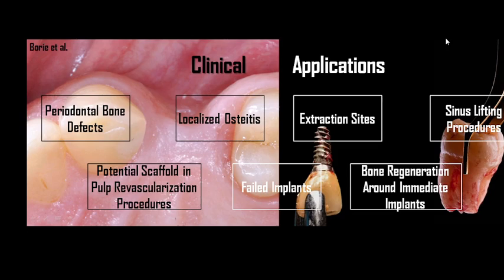PRF has been used in different clinical situations like periodontal bone defects, localized osteitis, extraction sites, sinus lifting procedures, internal or external, failed implants, or when we have bone resorption around implants, potential scaffold and pulp revascularization procedures, and bone regeneration around immediate implants, which also improves the stability of the implant.